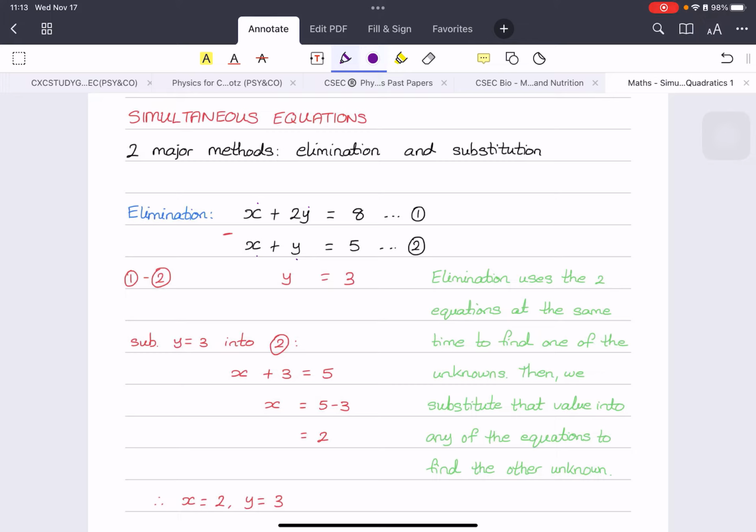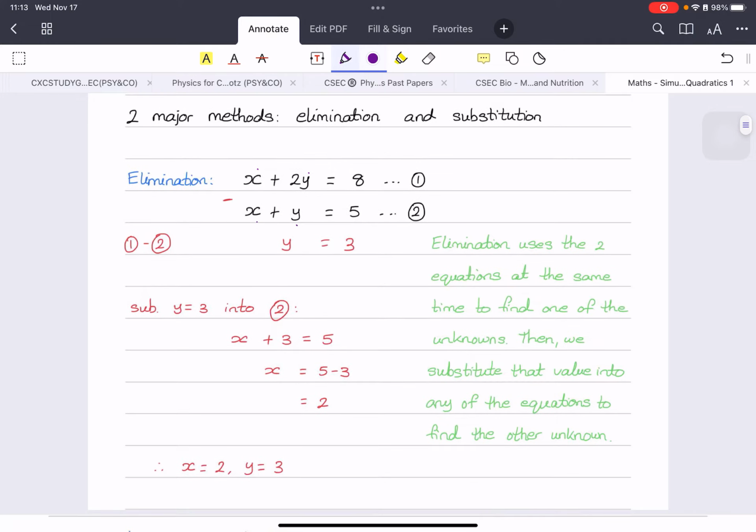So there are two major methods that we would like to learn about here. The first method is elimination. The second method is substitution. So in elimination, we try to either add or subtract one equation from the other to get rid of one of the unknowns. So for example, see we have 1x here and 1x here. If we were to minus those, they would actually kind of cancel out, right? 1 minus 1 is 0, okay?